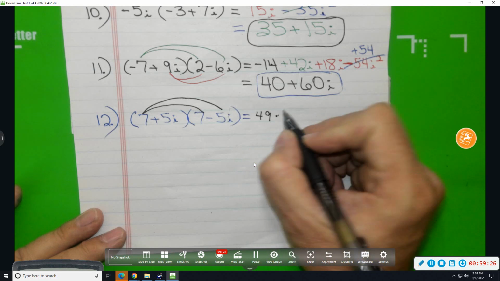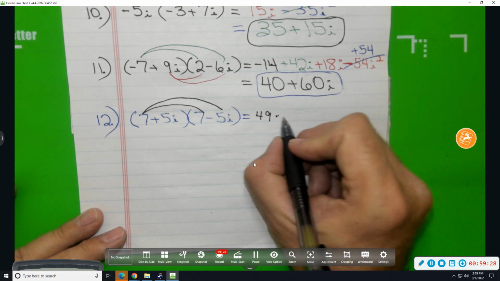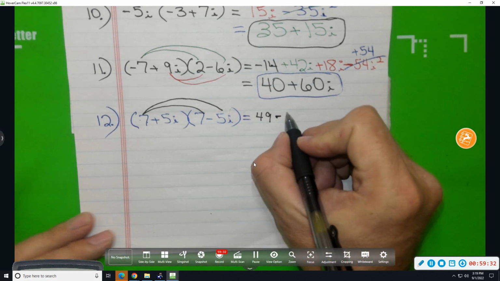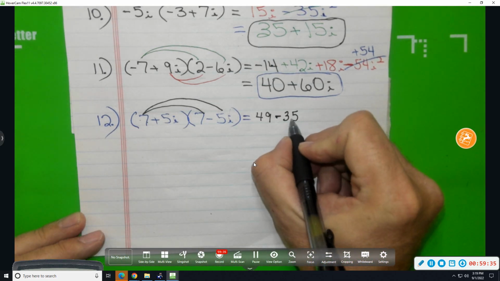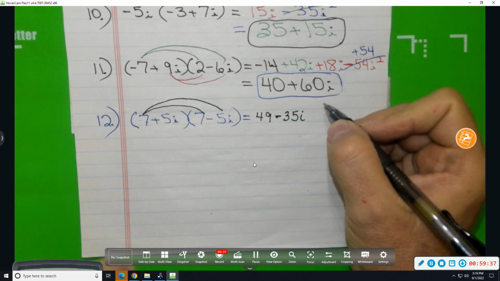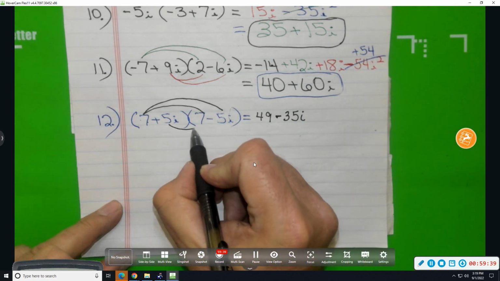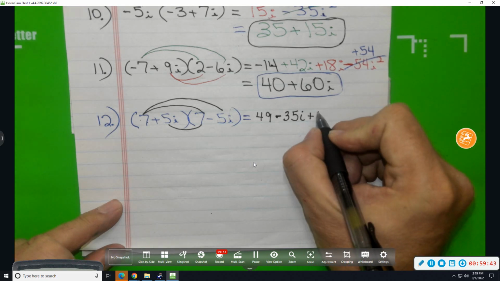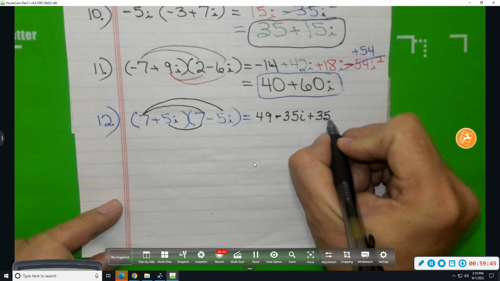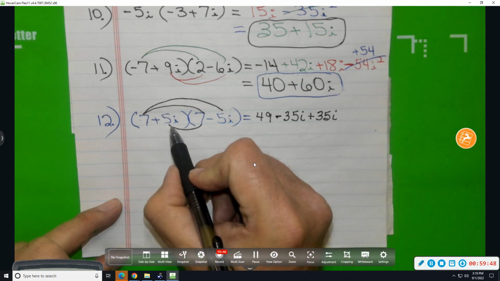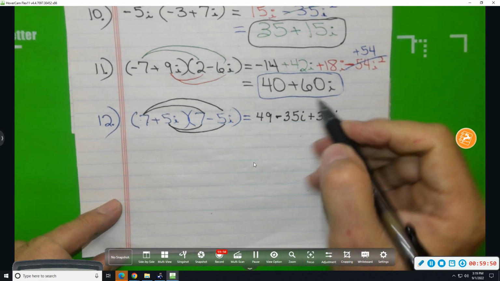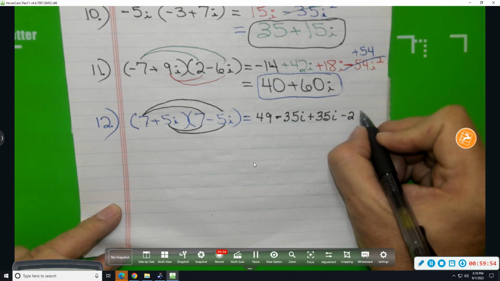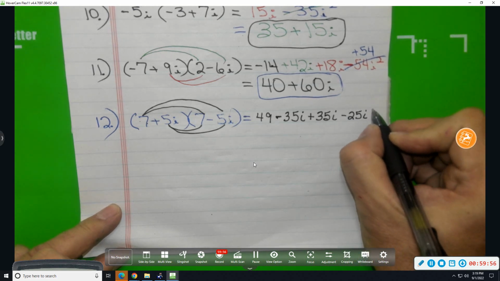Outer. Am I going too fast? Oh. That is 7i times the -5i. That's 35i. Inner. This is interesting. So positive 5 times positive 7, that's a positive 35i. Then it's negative 25i squared. I agree. Positive 5 times negative 5i is negative 25i squared.